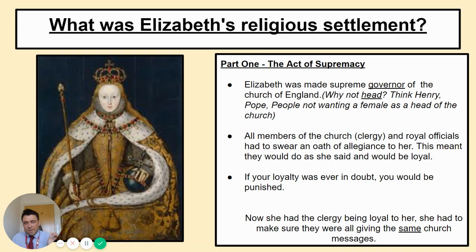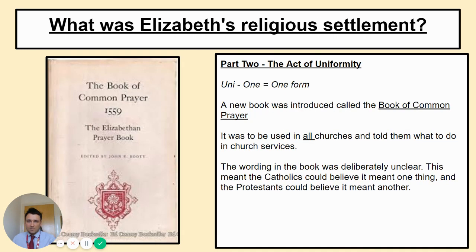Now she's got the people being loyal to her, she's got to make sure that everyone is giving the same church messages. How do you do that? Well, that's with part 2, the Act of Uniformity. Let's break that word uniform down. You wear one to school the whole time. What does it actually mean? Well, uni means one. Like unicycle is a bike with one wheel, for example. So uniform here means one form, one way of doing things, and everyone's doing the same, just like your school uniform. So a new book was introduced, and this was called the Book of Common Prayer.